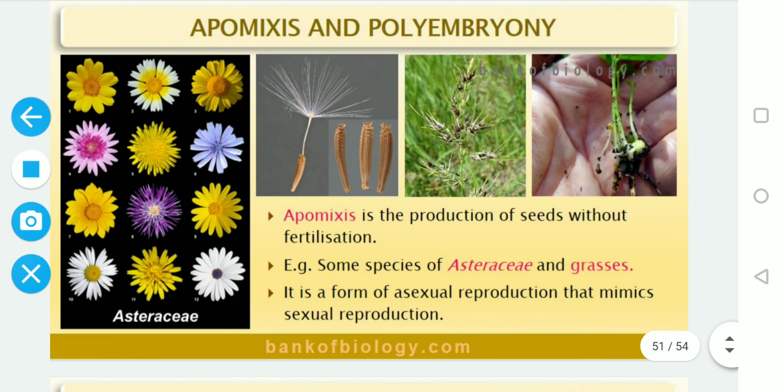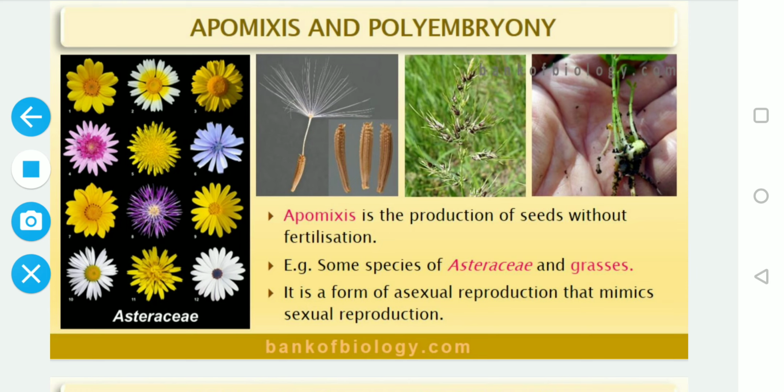There is a last topic, the apomixis and polyembryony. Apomixis is the production of seeds without fertilization. Such seeds are known as apomictic seeds. The best example is Asteraceae. Here on the left side we have given a number of examples: marigold, sunflower, these also come under Asteraceae, and even the grasses.